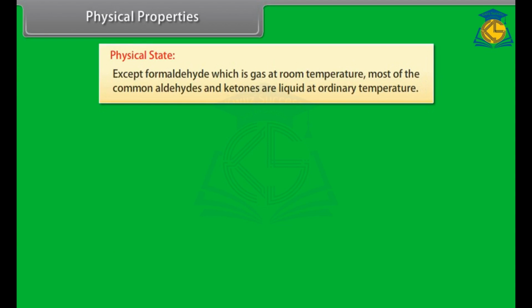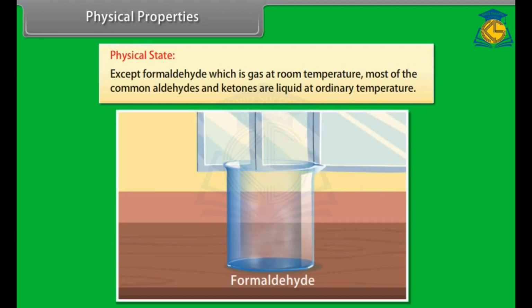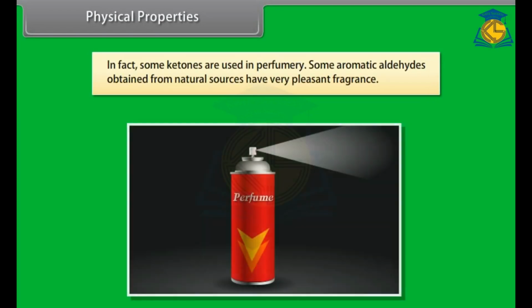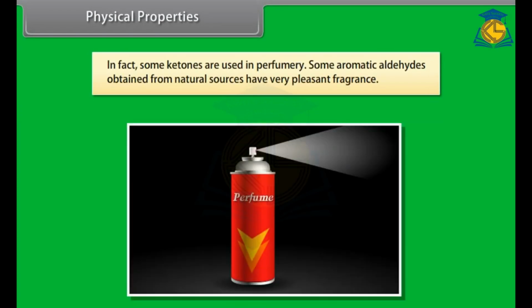Physical properties. Physical state. Except formaldehyde, which is a gas at room temperature, most of the common aldehydes and ketones are liquid at ordinary temperature. The lower molecular mass aldehydes have a sharp, rather unpleasant smell, but higher molecular mass aldehydes and ketones are pleasant smelling. In fact, some ketones are useful in perfumery. Some aromatic aldehydes obtained from natural sources have a very pleasant fragrance.